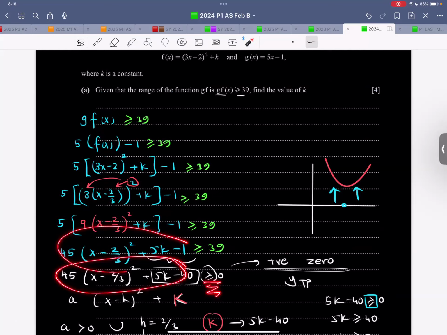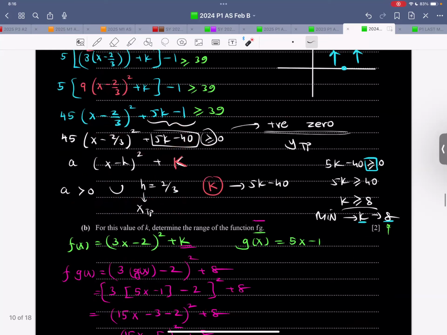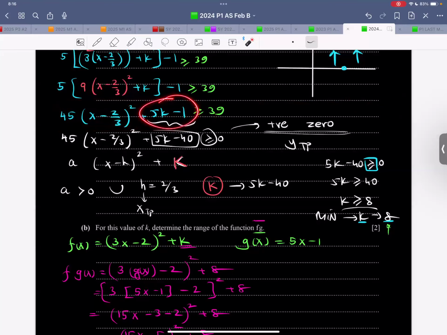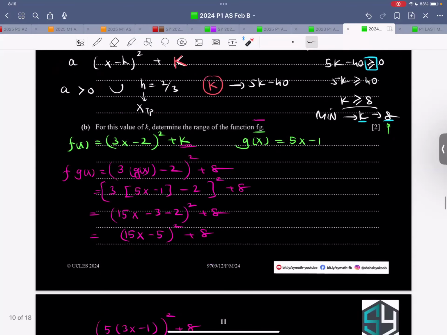This whole thing positive means the y-coordinate should be above the x-axis. And over here, 5k minus 40 and k is greater than or equal to 8. Also, we can say that if this thing is greater than or equal to 39, so there is a line over here, y equals 39, and this y-coordinate should be above this thing. So any which way, we find this value.